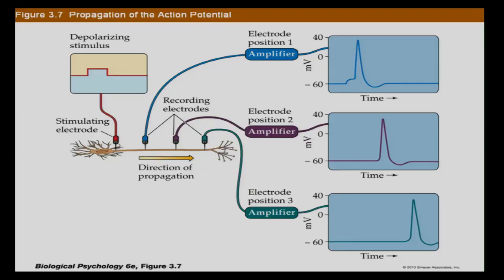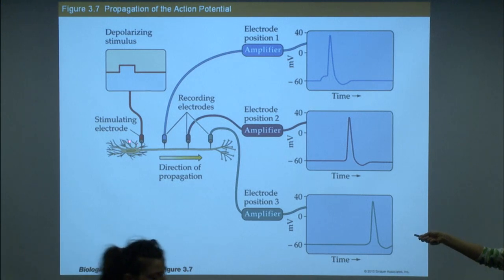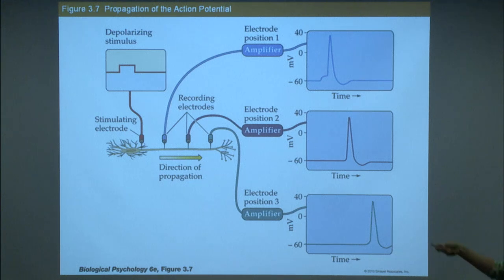Yes? So how exactly do the different parts of the axon know to open up their voltage-gated sodium channels? Well, that's a really good question. And the answer is that, again, there is one key point where the voltage-gated sodium channels are most sensitive, and that is at the axon hillock. And there's a huge concentration of voltage-gated sodium channels.